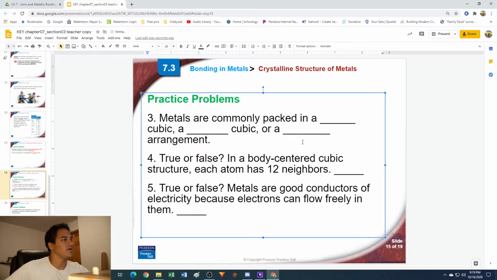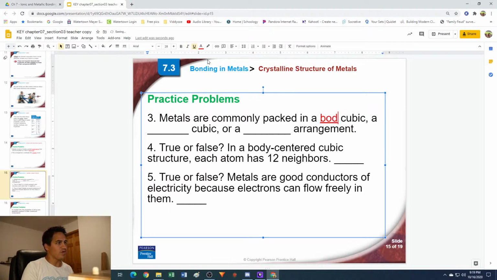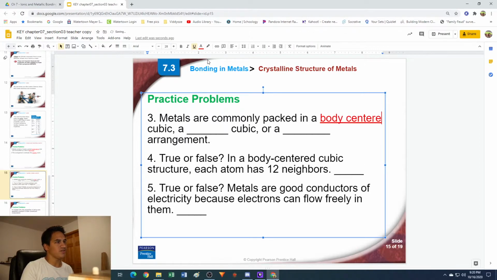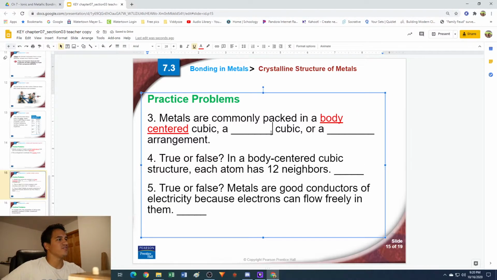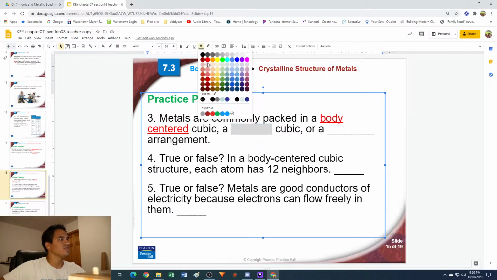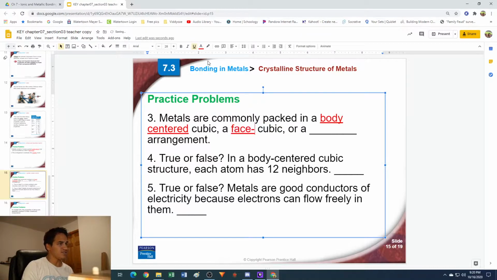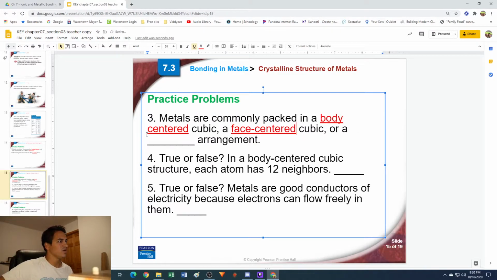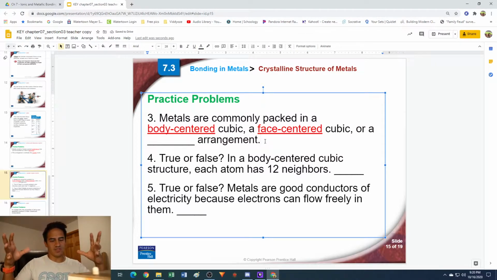All right, metals are commonly packed in a blank cubic, a blank cubic, or a blank arrangement. There are 3 types of packing that were mentioned in the notes. The first one was called body-centered cubic, where you have a whole atom of a metal in the center of a cube. The second type was face-centered cubic, where you had a cube, but then you also had metal atoms all trying to get to the middle at the same time. So they're all shoving their faces into the middle.